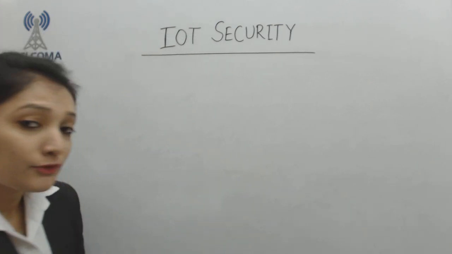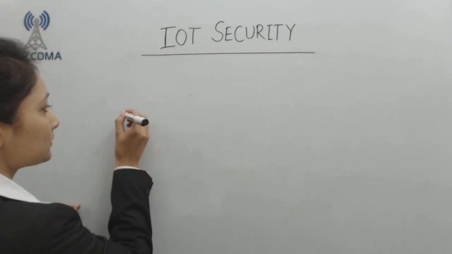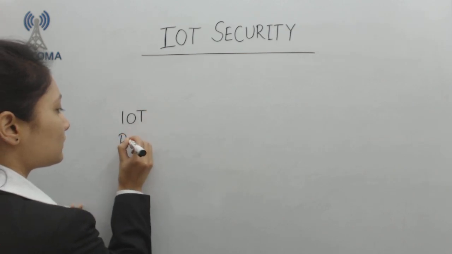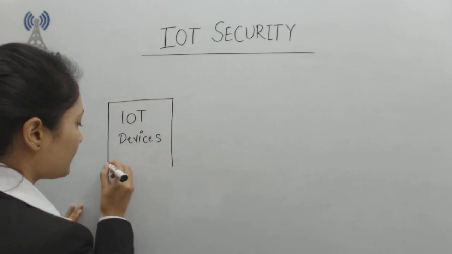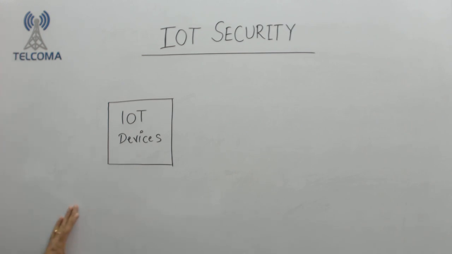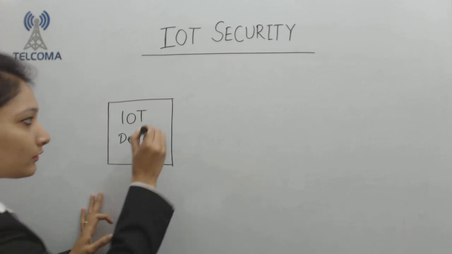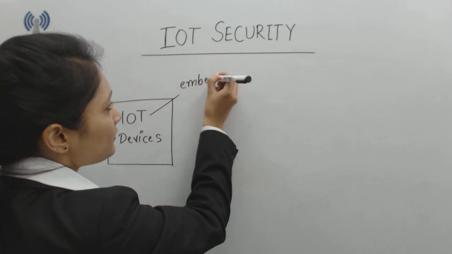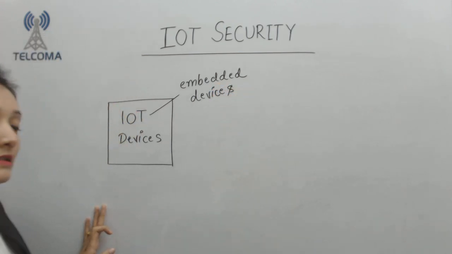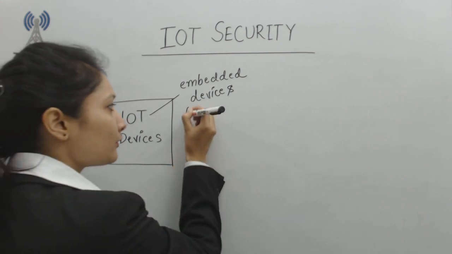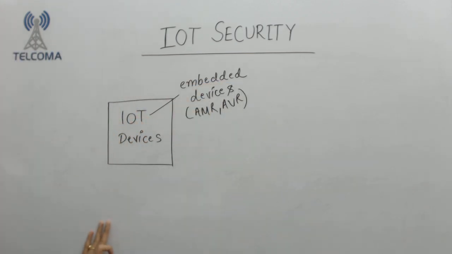If you have a look at the IoT system, we start from the IoT devices. We know that this platform has to be a wireless embedded internet. There are certain sensors and actuators, so we have embedded devices which have sensing capabilities, embedded with systems like ARM or CodeVision AVR.